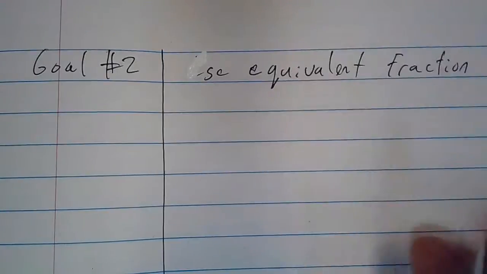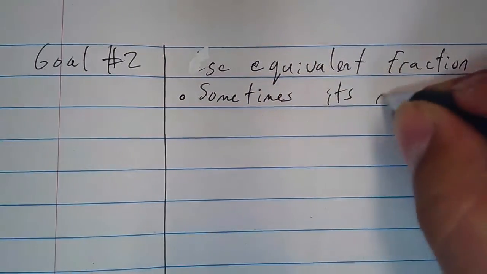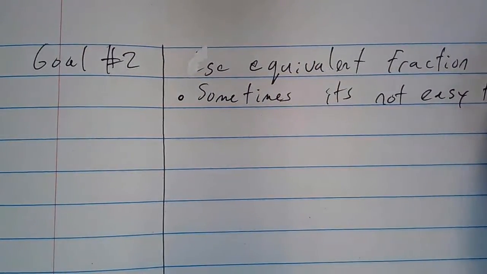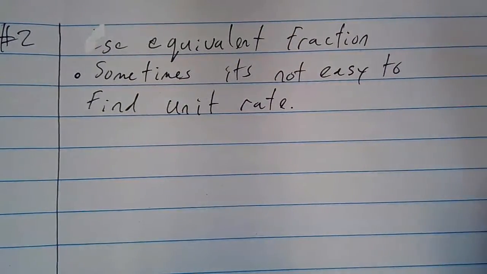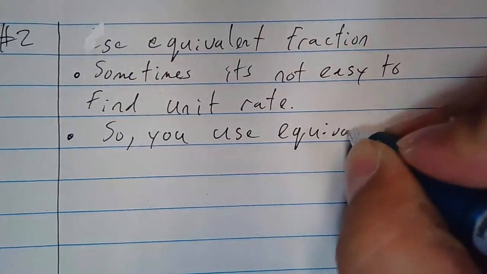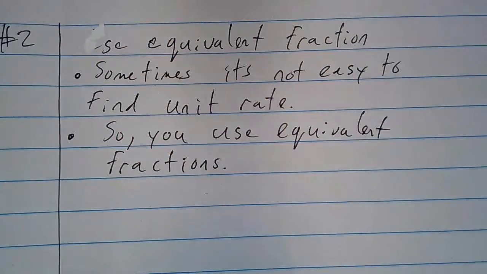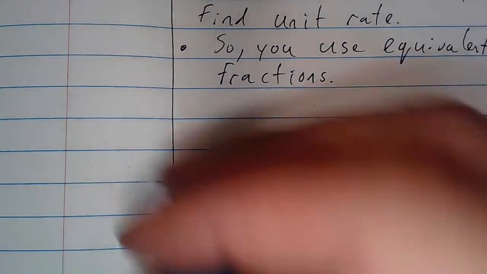Okay, so sometimes it's not easy to find a unit rate. It's just the way it's going to go. So you're going to use equivalent fractions. Now, of course, it's easy for me to say that, but the best way to learn it is to do it. So we're looking at page 61.